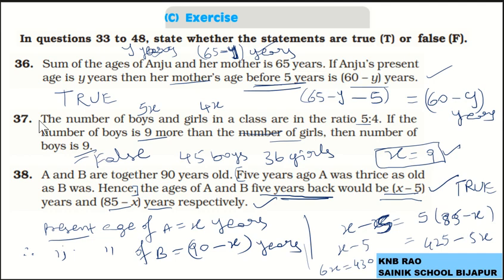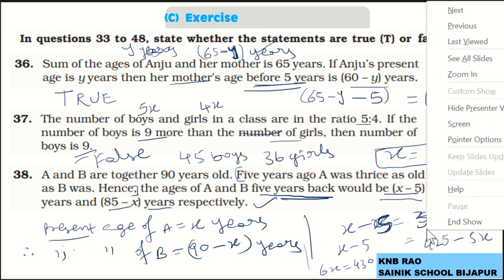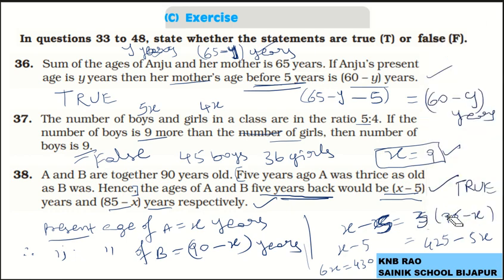Children, I went wrong here. Where did I go wrong? Thrice. It is 3 times. So 3 fives are 15. So let me do a little erasing and rectification.